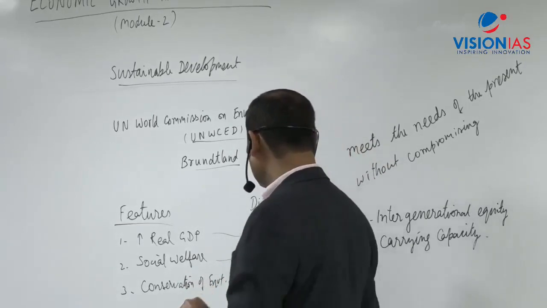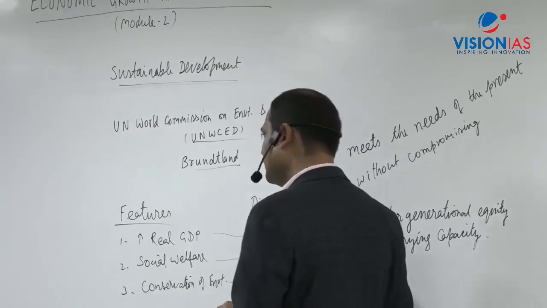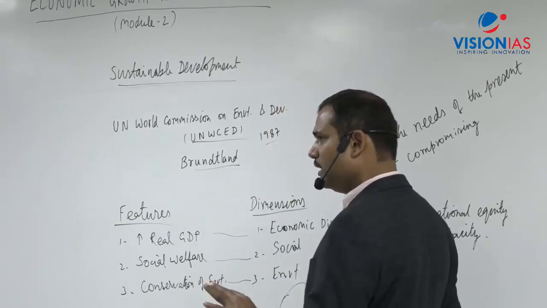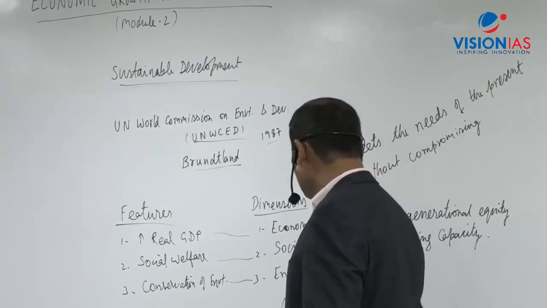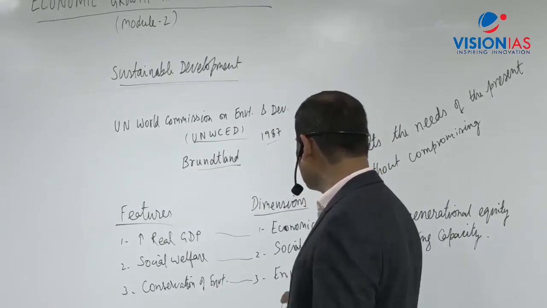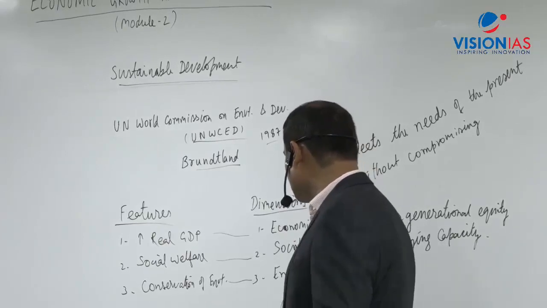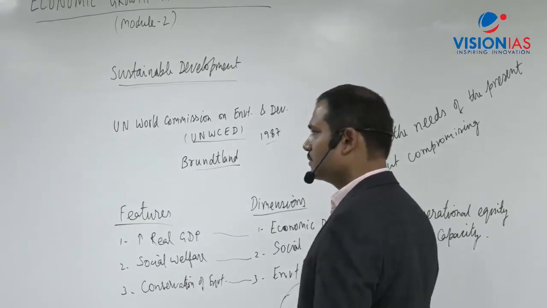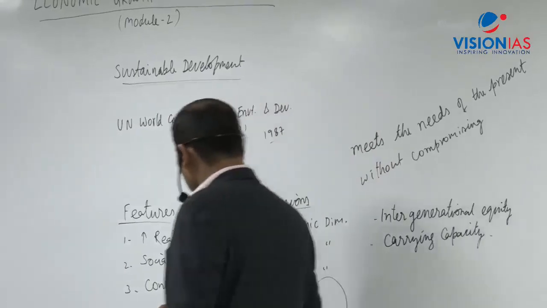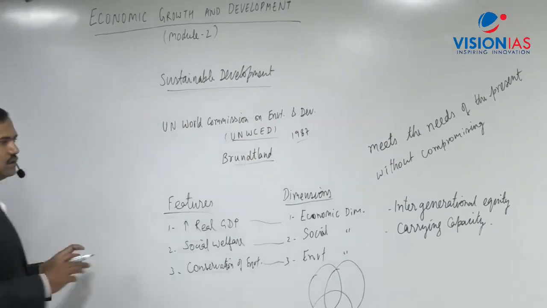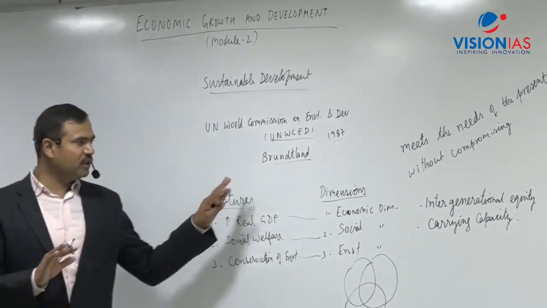Normally it is said that these are interrelated, interdependent. Independent or interrelated? Interrelated. Usually this kind of diagram is made. One is economic, social, environmental dimension. So 3-dimensional concept. Okay, so this is the meaning of sustainable development.